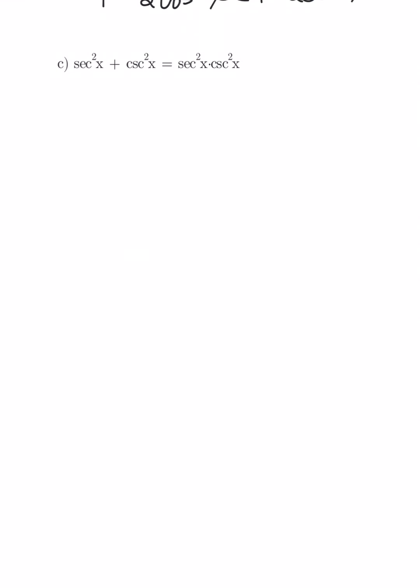On example C, we want to prove that the secant squared of x plus the cosecant squared of x equals the secant squared of x times the cosecant squared of x.